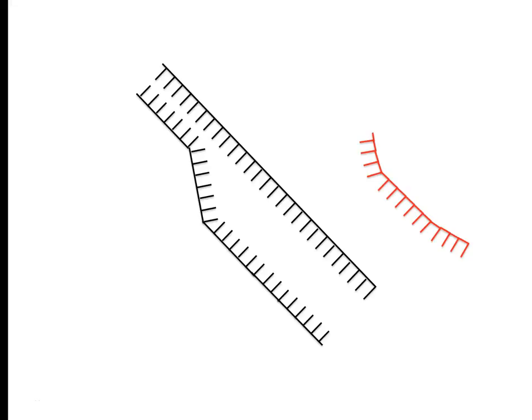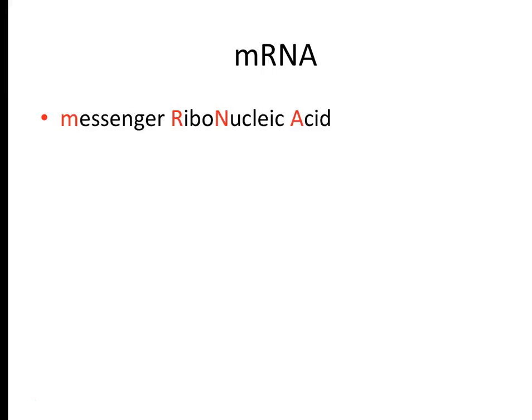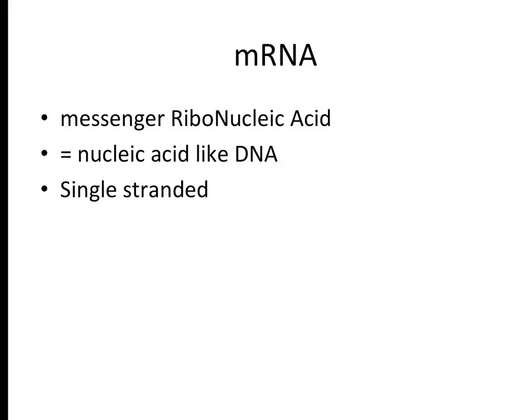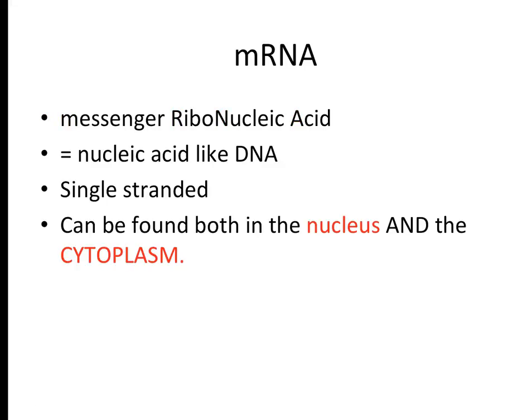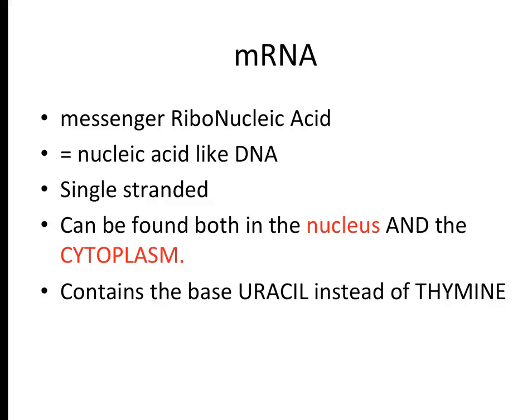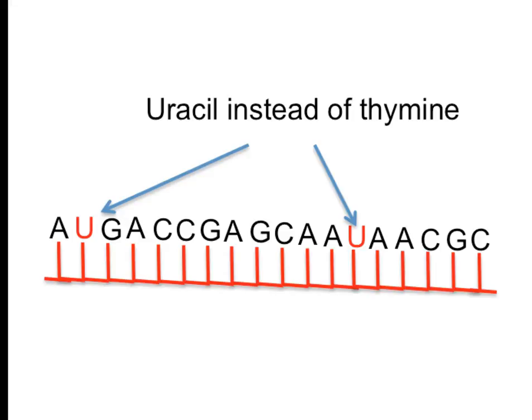Before we move on to the next part, let's just spend a bit more time on mRNA and summarizing what we've learned. mRNA stands for messenger ribonucleic acid. It is a nucleic acid like DNA. It is single-stranded. mRNA can be found both in the nucleus and the cytoplasm, whereas DNA is only found in the nucleus. And finally, mRNA contains the base uracil instead of thymine. This is an example of the fragment of mRNA, and you can see that there are no thymines there. They've all been replaced by the base uracil.